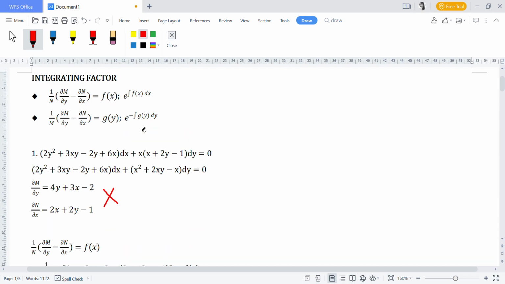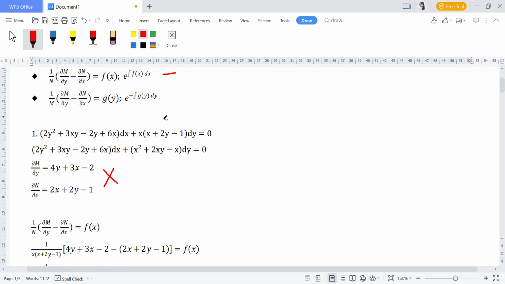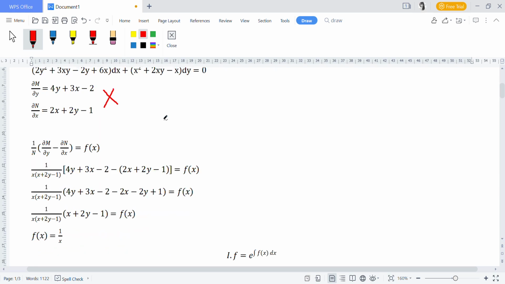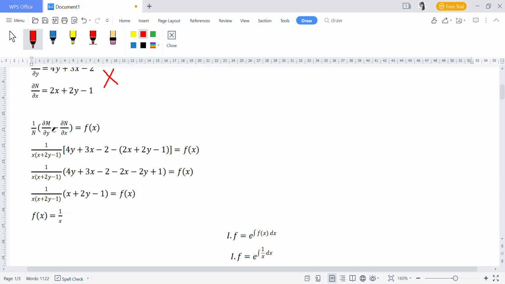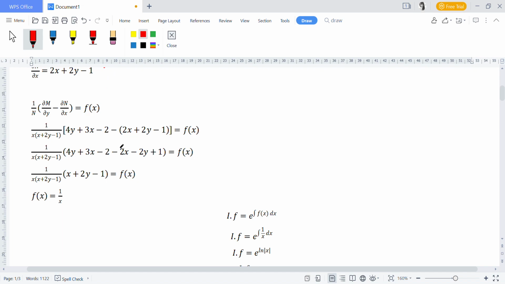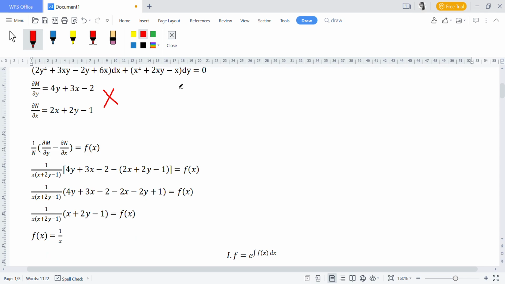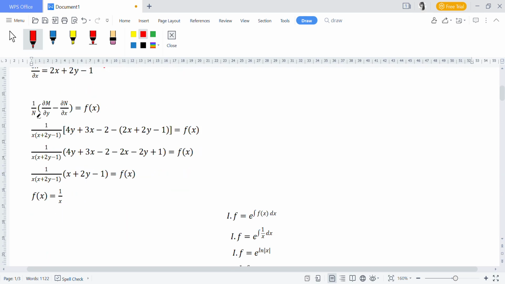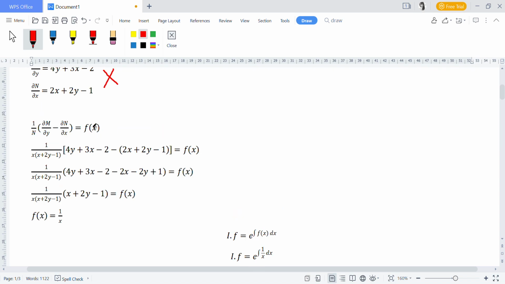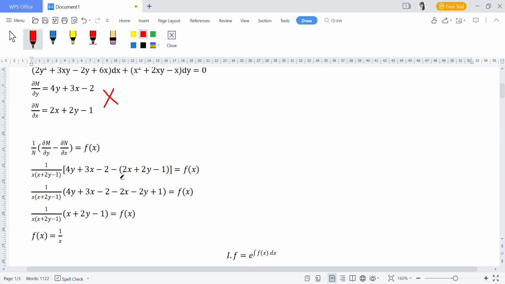Let's say, for example, let's use this one, since this equation is much simpler. So let's use 1 over N times the partial of M with respect to y minus the partial of N in terms of x is equal to f of x. Now, our N here will be this one, so just substitute that in this area. So we will now have 1 over x times (x plus 2y minus 1) times our partial of M in terms of y minus our partial of N in terms of x is equal to f of x.